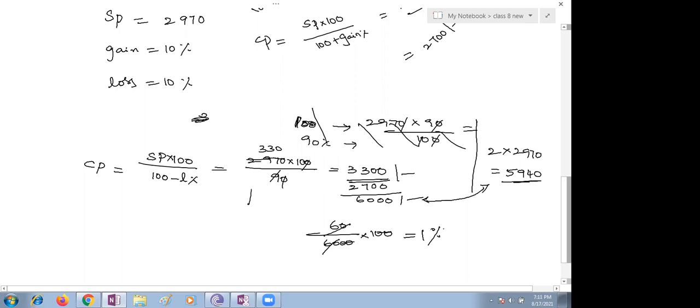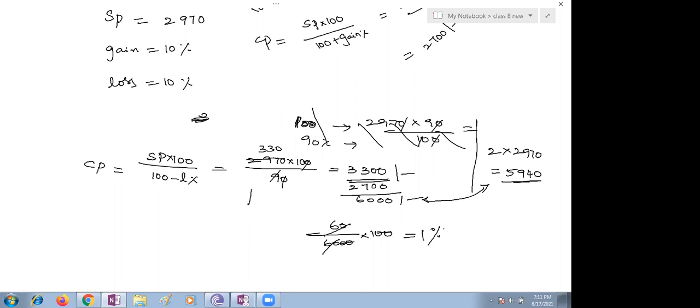This is the same thing. First take whatever SP is given, each article 425. Gain means 10%. Then you have to find out the cost price of an article. If there is a gain, what formula are you supposed to use for finding CP? SP into 100 by 100 plus gain percent. In that case, you can take 110% as the selling price, and find the cost price.